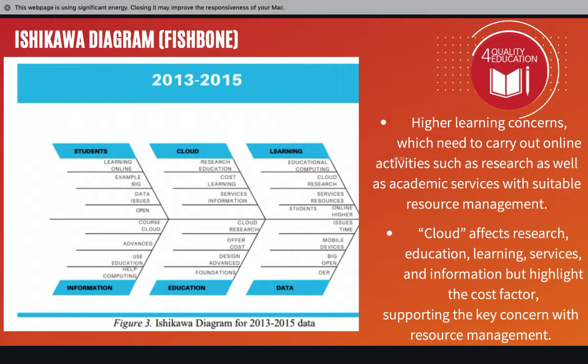Now, these reflect the concerns faced by institutions of higher learning based on our interpretation, which need to carry out online activities such as research as well as academic services with sustainable, suitable resource management. Similarly, cloud affects research, education, learning, services, and information, but highlights the cost factor supporting the key concern with resource management.